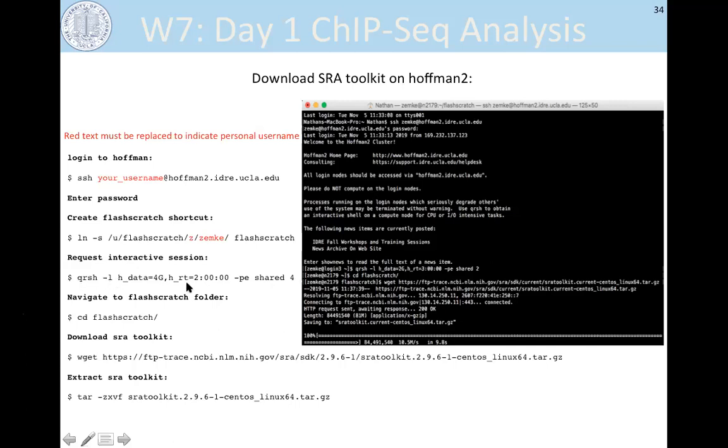But in order to run jobs on the Hoffman, you need to request resources. One way to do that is to request an interactive session, which we'll be working from in these workshops. So here's the command to request an interactive session. We're going to request 4 gigabytes of memory for 2 hours, which should be more time than we need to finish the workshop. And we're going to request 4 nodes.